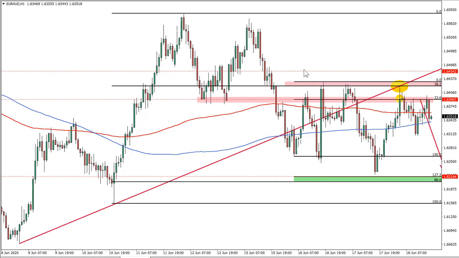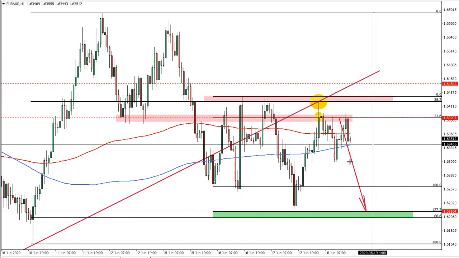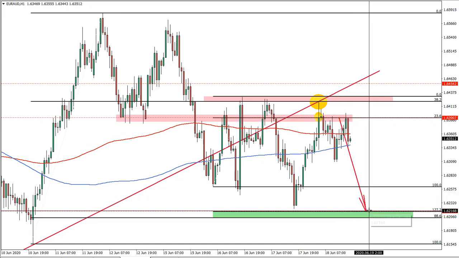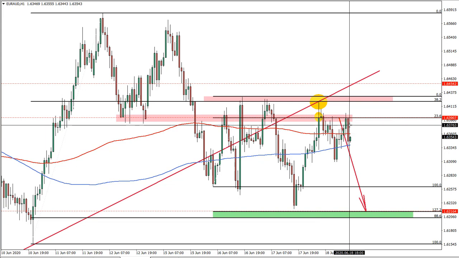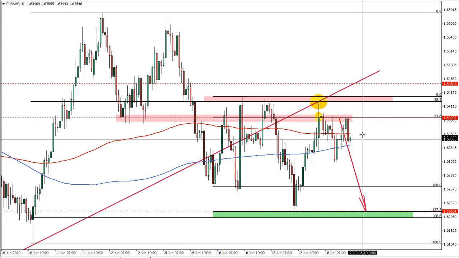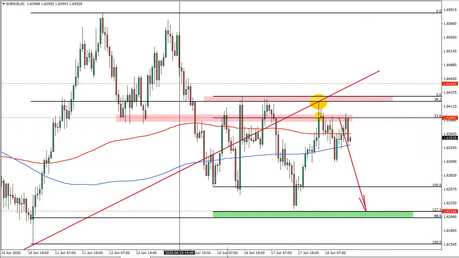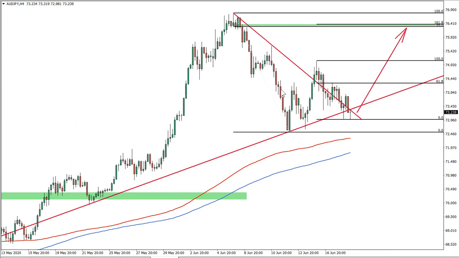And the Euro Australian dollar, this was today's idea, and we're still expecting this fast move to the downside. You can see price has been consolidated during the day, but overall starting to move lower. And finally, Australian versus Japanese yen.